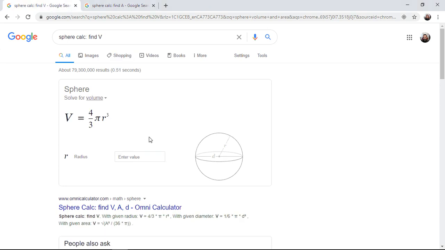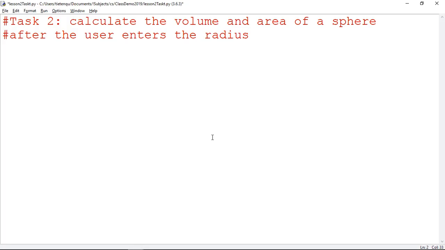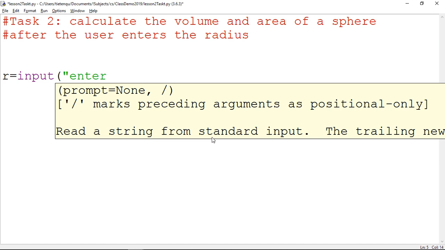So for the volume, have a look here. It's shaped like that. The radius is the distance from the very center to the edge. And the formula for finding the volume is 4/3 pi r cubed. So first of all, we need the radius. So I'm going to say that r is input. Enter the radius.